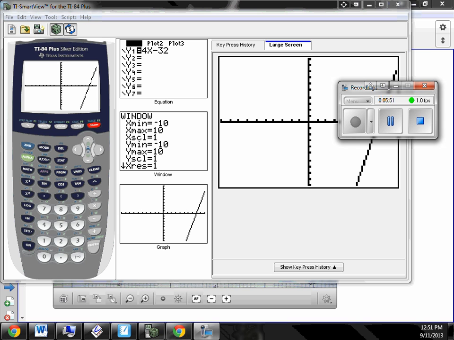Okay. All right. So, where does this graph cross the y-axis? It hits at negative 32. How do you know that? Well, if you look at the equation, 4x minus 32, this is slope-intercept form. The last number gives me the y-intercept.